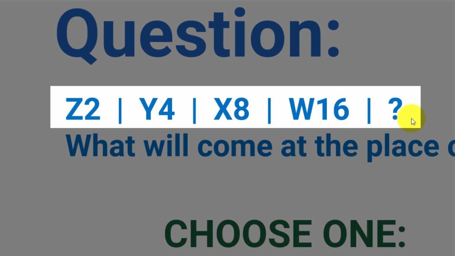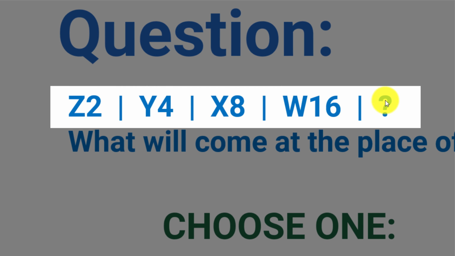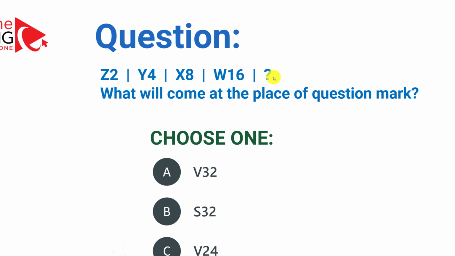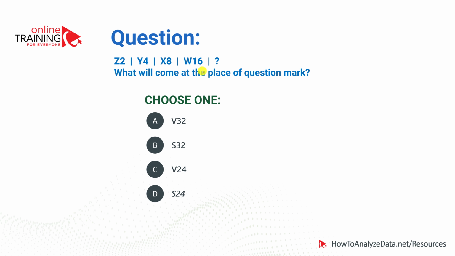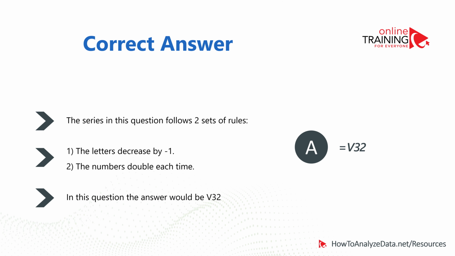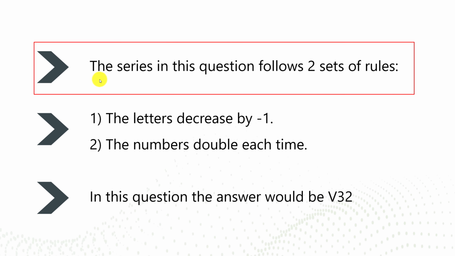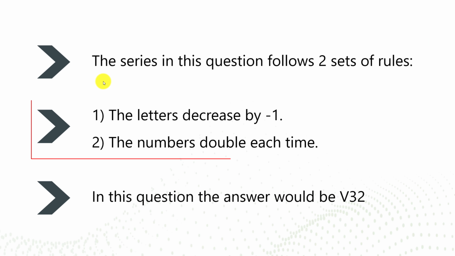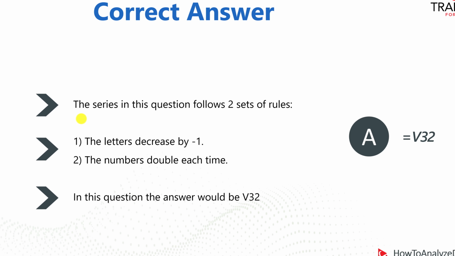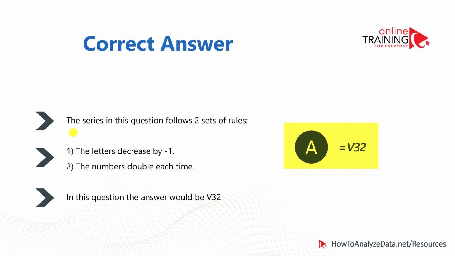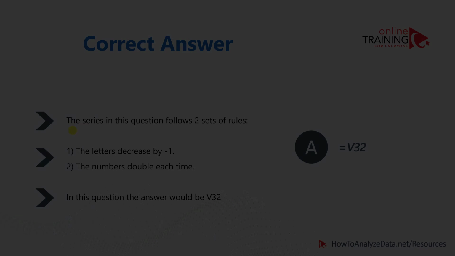The second pattern is the pattern of numbers increasing. You have numbers increasing in the power of 2: 2, 4, 8, 16. So the next one here would be 32. So the correct answer here is V32. Let's recap. To answer this question, you need to follow two patterns, one for the letters and a second for the numbers. The letters decrease by 1 and the numbers double each time. So the correct answer here is V32. Hopefully you've got this one right.